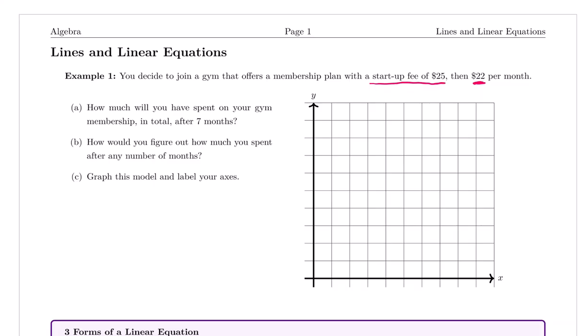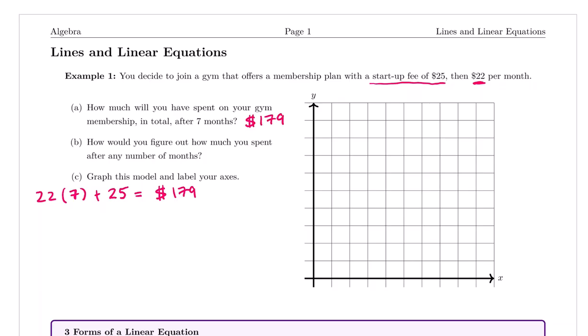Well, I know that $22 per month is my monthly cost, and then I have a one-time startup fee of $25. So to answer part A, I would take the $22, multiply this by the 7 months, and then add on my initiation fee, and this will come out to $179. So that's the answer for part A.